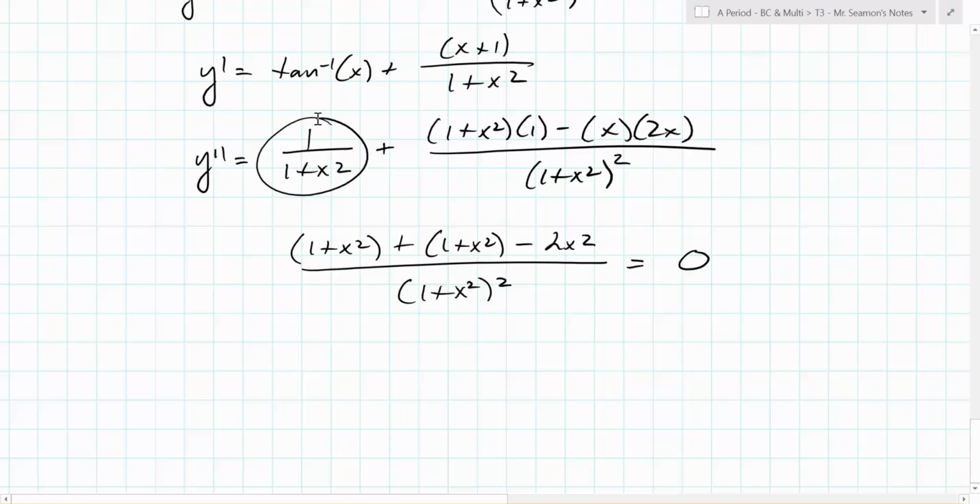So what has to be equal to 0 if we want this fraction to be equal to 0? The numerator. So what do we have here? 2 times 1 plus x squared minus 2x squared is equal to what? Well, if you just do it out, 2x squared is going to go.